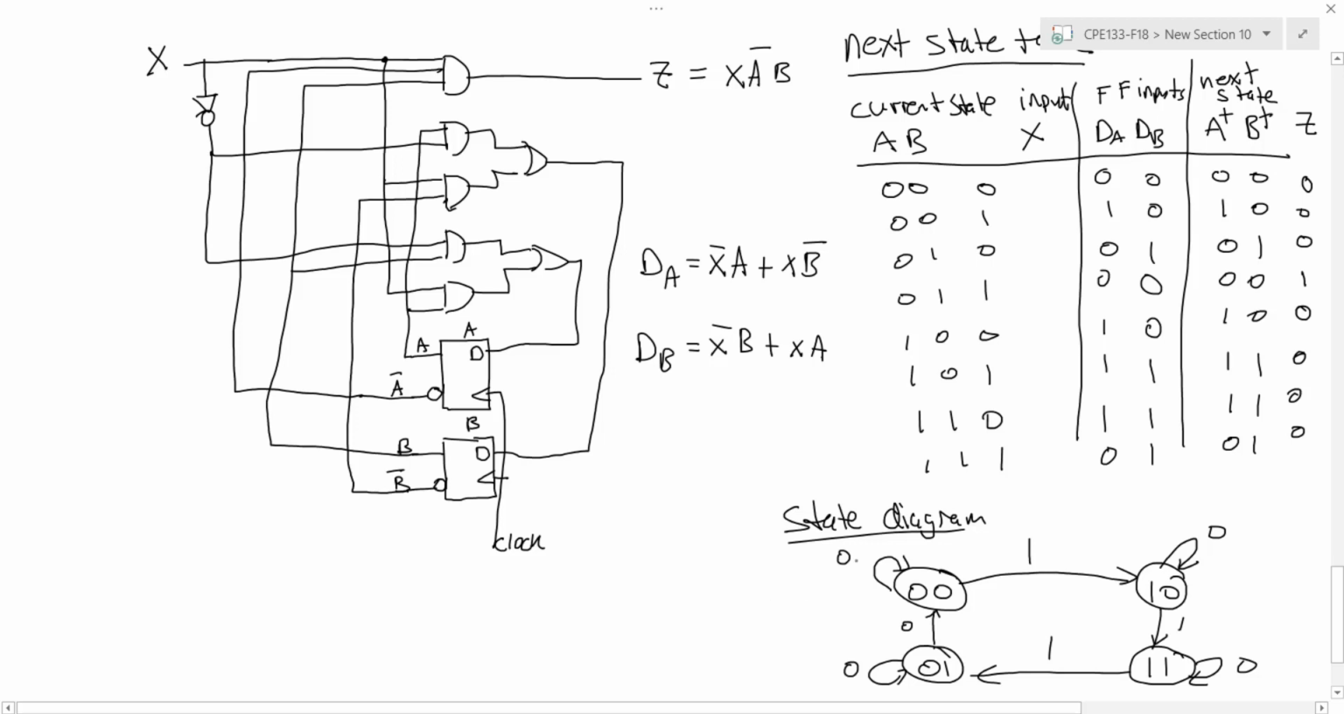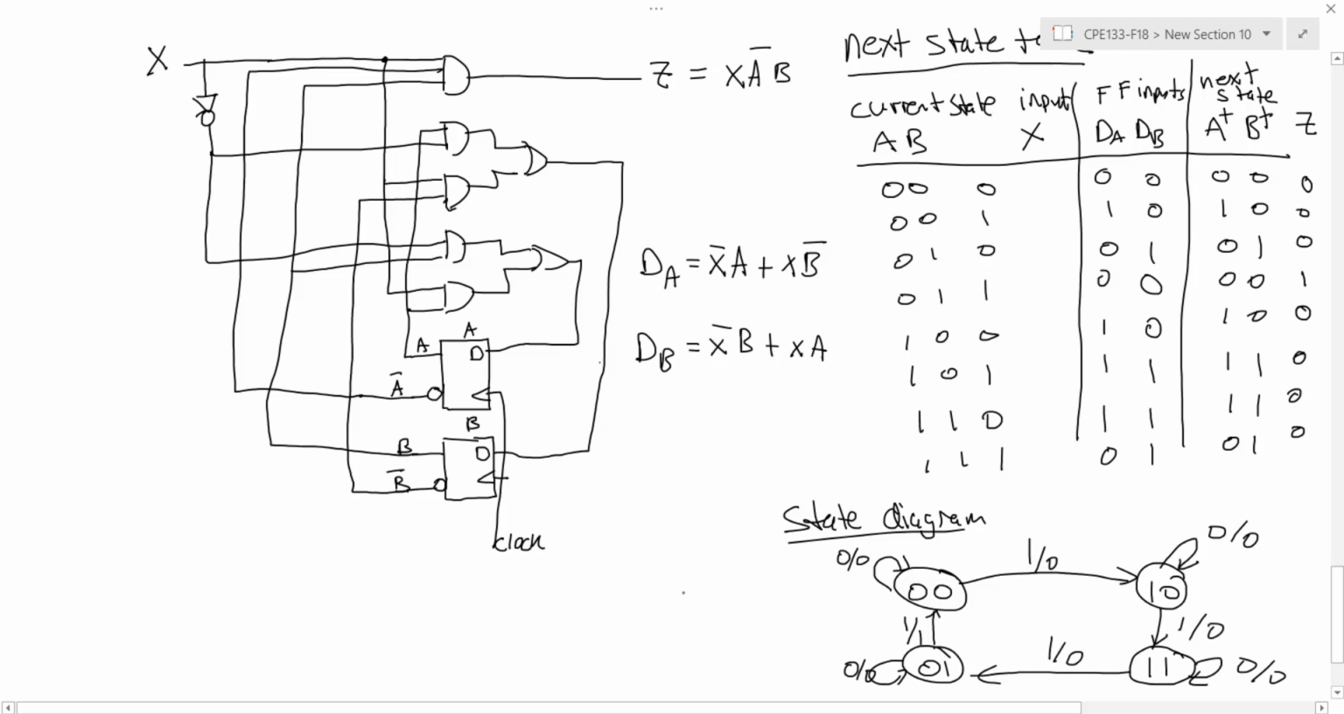Now the outputs I can list on these edges as well, since they depend on the state as well as the inputs for this particular sequential circuit. So I'll put a slash here and say that the output is actually always 0 unless I'm in state 1 and the input is 1. So for a 1, I transition from 0 1 to 0 and my output's a 1. And in all the other cases, my output is going to be 0.